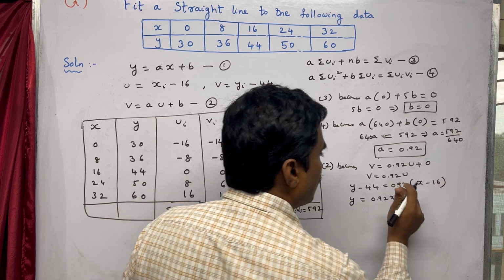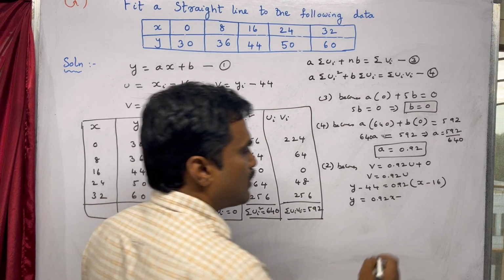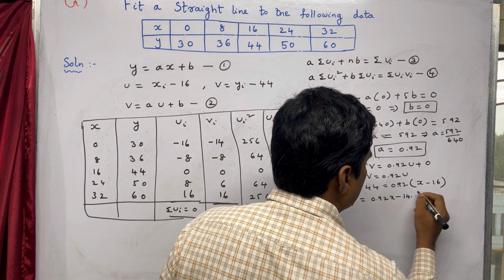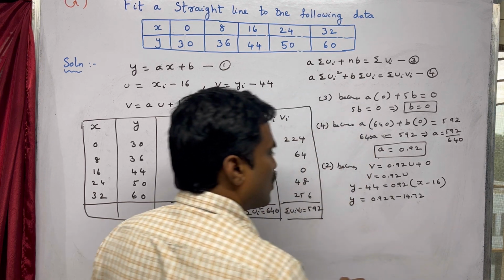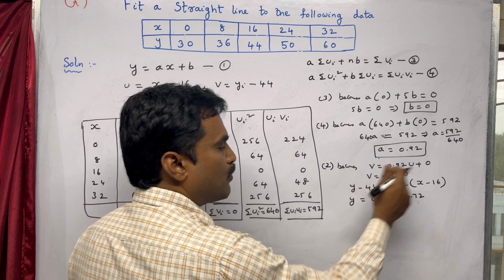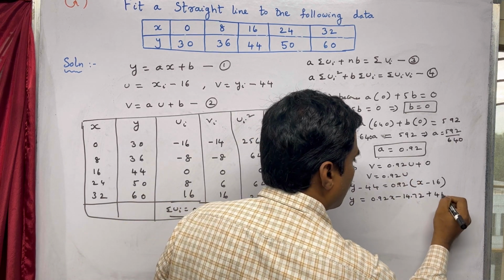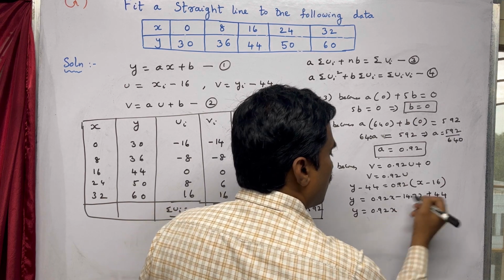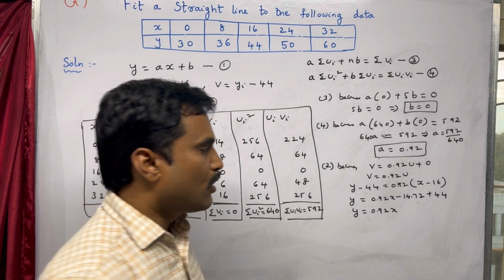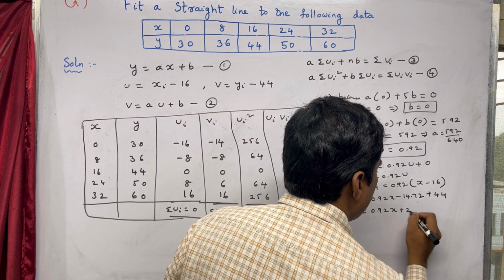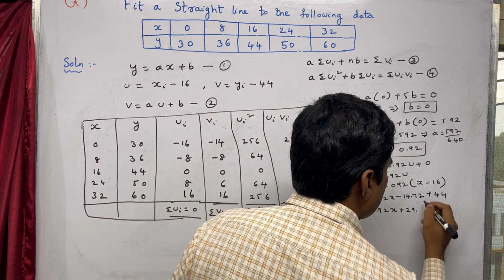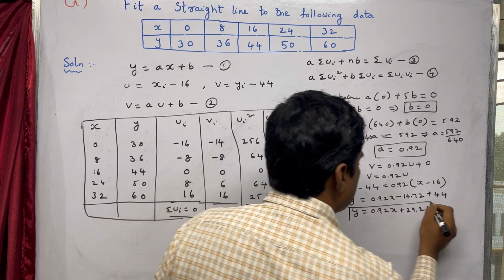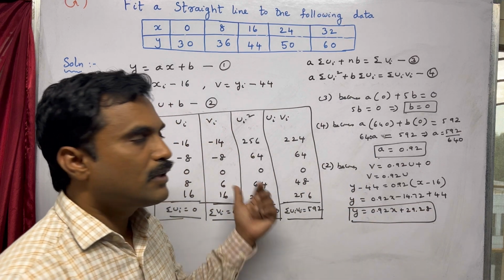Next multiply this 16 into 0.92. So you'll get 14.72. Plus, since I have taken this minus 44 to that side, it will be plus 44. So I'm going to get y equal to 0.92x. Now plus 44 minus 14.72, I am going to get plus 29.28. So y equals 0.92x plus 29.28. So this is the solution for this problem.